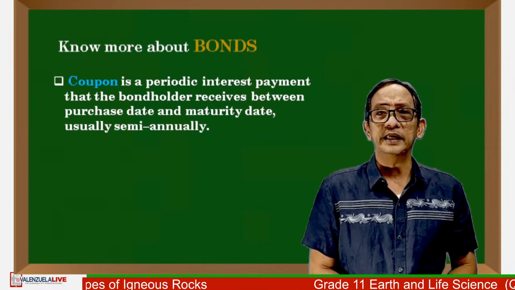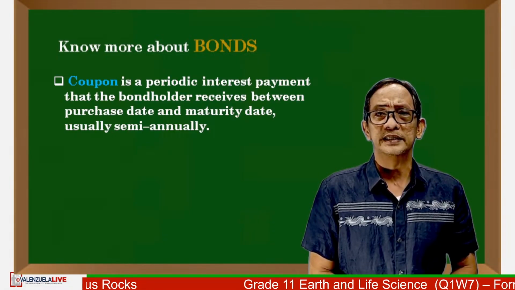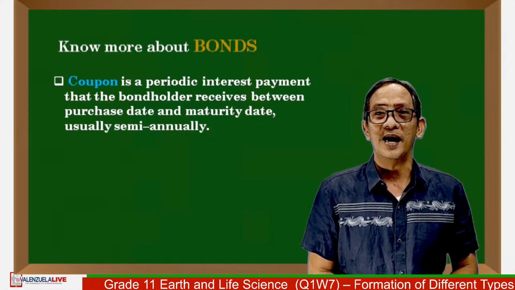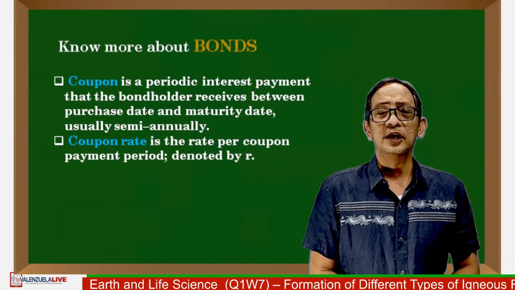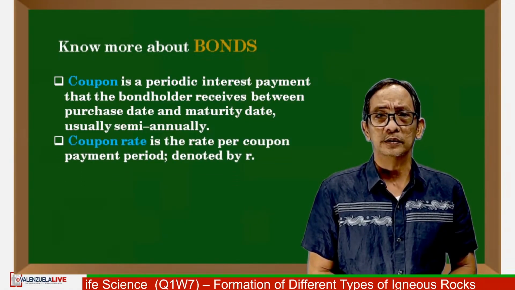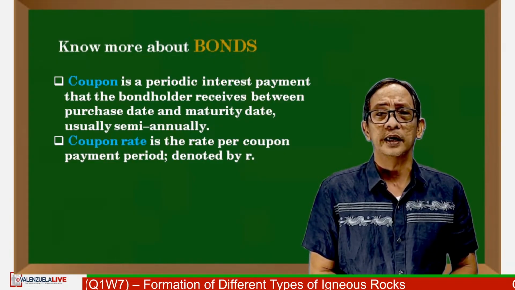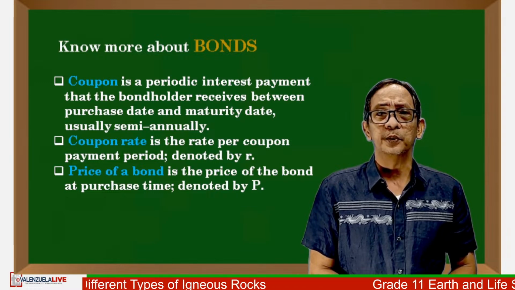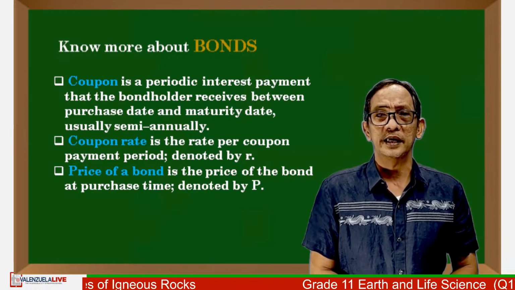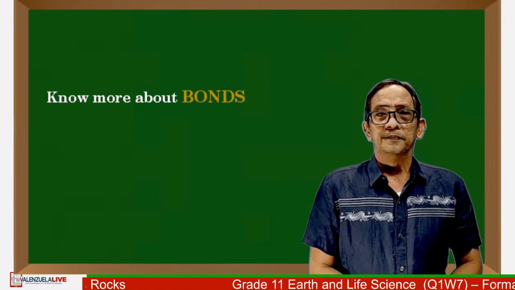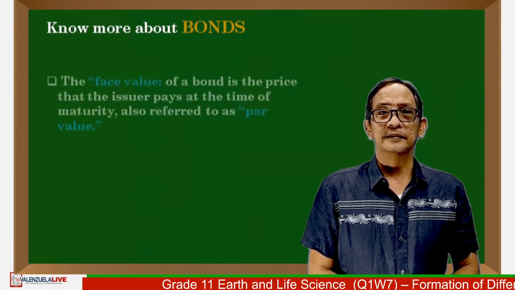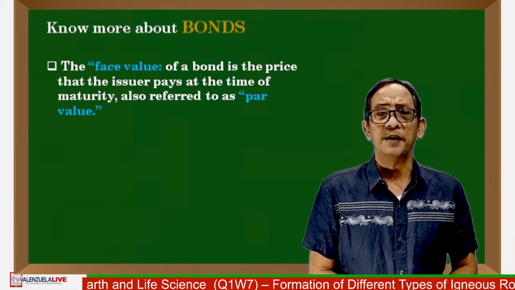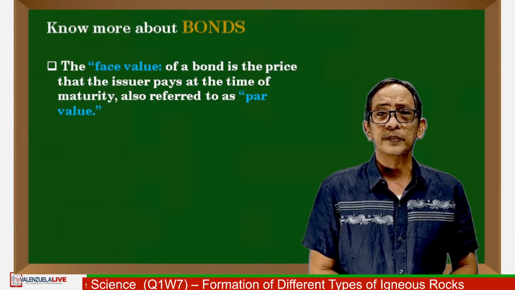Coupon is a periodic interest payment that the bondholder receives between purchase date and maturity date, usually semi-annually. Coupon rate is the rate per coupon payment period denoted by small letter r. Price of a bond is the price of the bond at purchase time, denoted by capital letter P. Know more about bonds? The face value of a bond is the price that the issuer pays at the time of maturity, also referred to as par value.